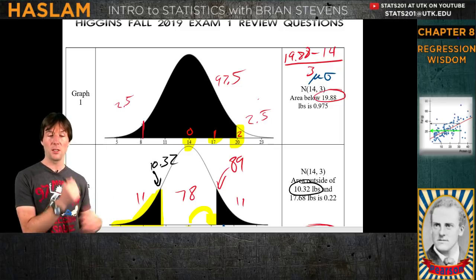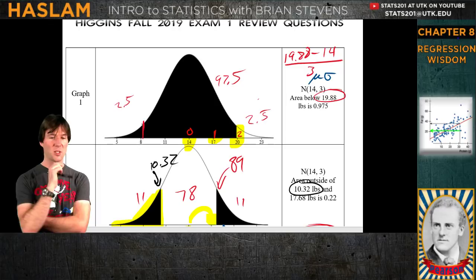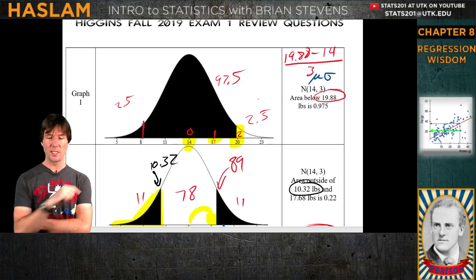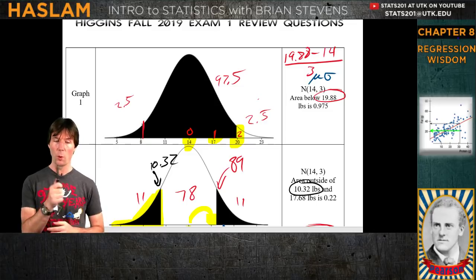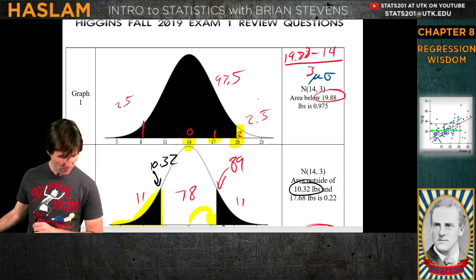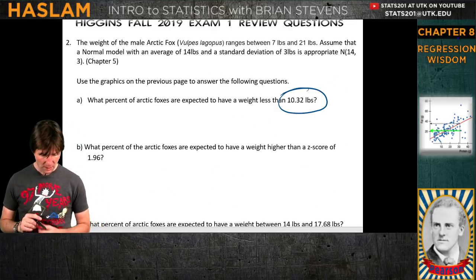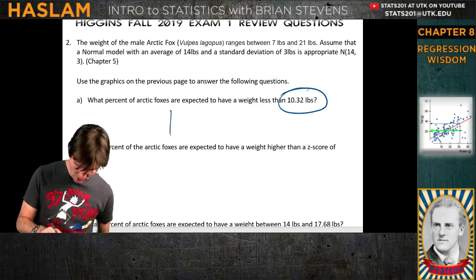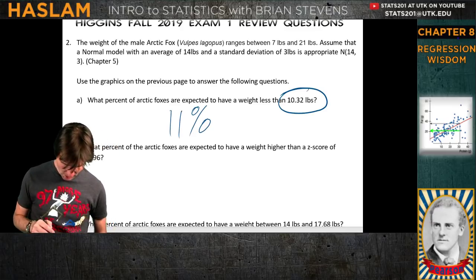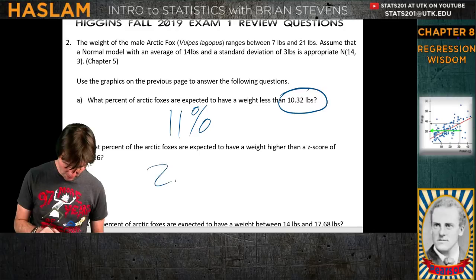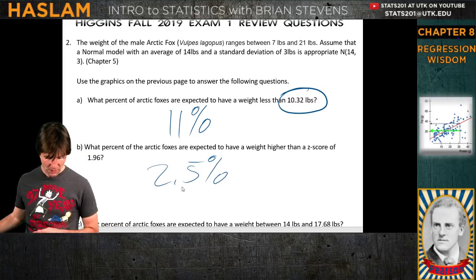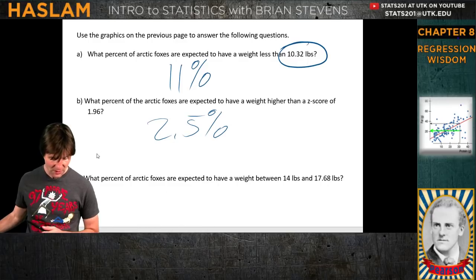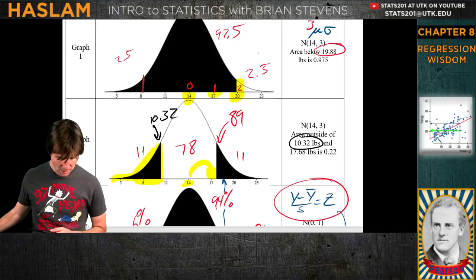And then I calculated it to confirm it, but if I was short on time, I would just be like, I think that might be the weight of Arctic foxes right there. That is the 97.5th percentile, or the top 2.5%, which I believe this was asking for. Let's put in the answers. This was 11%, and what percent are expected to have this? This would be 2.5%.